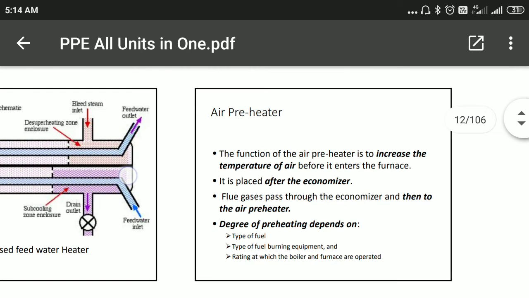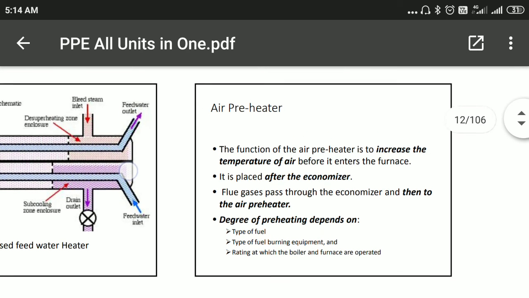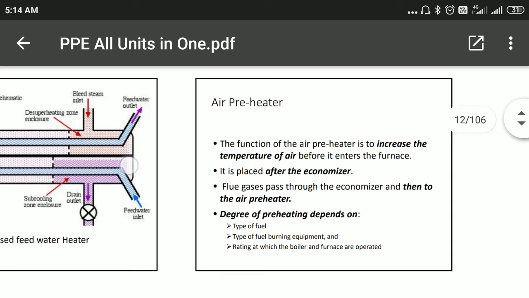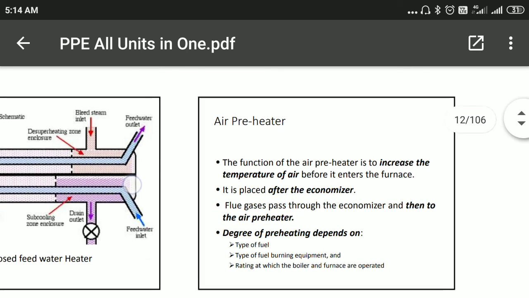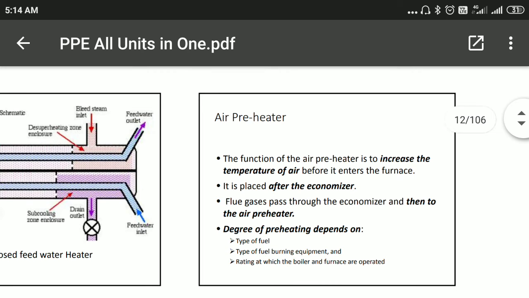This is also a heat exchanger, so that the heat required to raise the temperature of air in the furnace is reduced. Ultimately, the efficiency of the boiler increases. It is placed after the economizer: flue gases pass through the economizer and then to the air preheater. Means the flue gas passing sequence is first the superheater, then the economizer, and then the preheater.